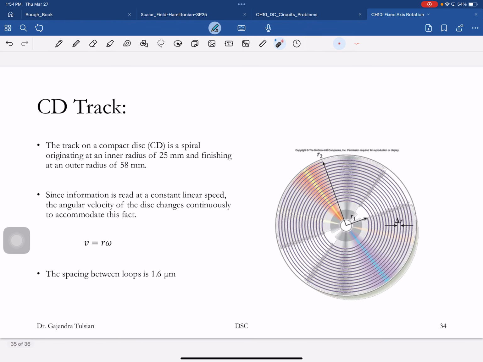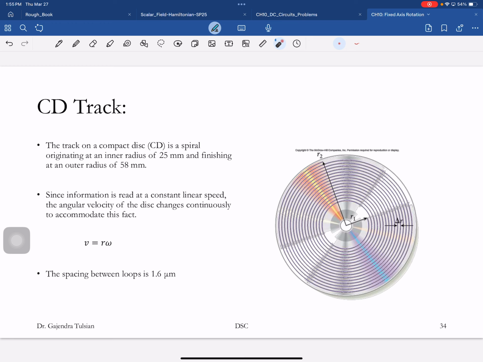All right, I'm just going to show you some fun stuff. And as engineers, you'll have to deal with this. Okay, so here's a CD. Do any of you guys still use a CD? Have you guys ever used a CD?